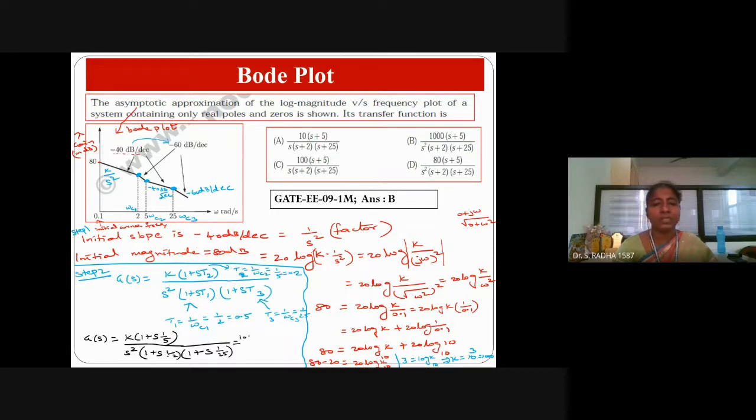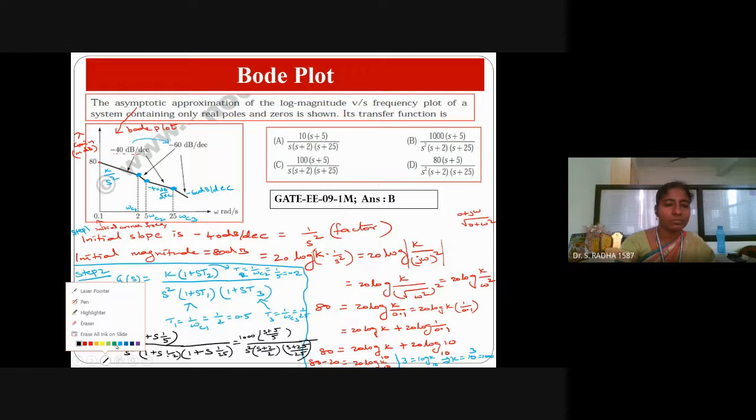K value we already got, 1000. Then I have s plus 5 by 5 in the numerator when I make the LCM, and in the denominator s square is there. Denominator I have s plus 2 by 2, and then I also have s plus 25 by 25. After simplification of everything, what will happen? I will do the simplification here, as step number 4.